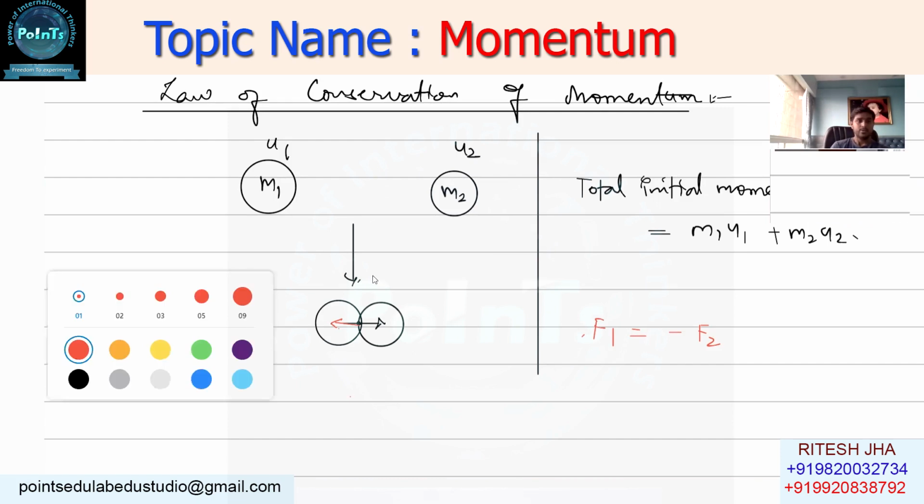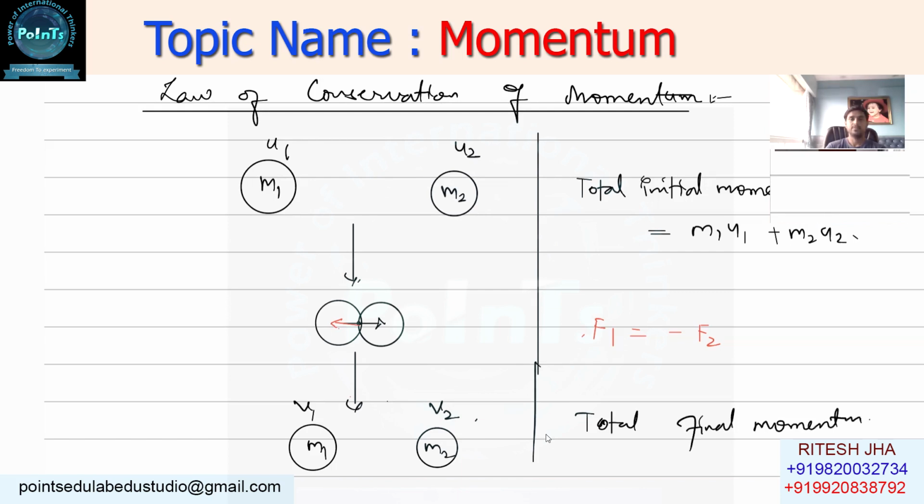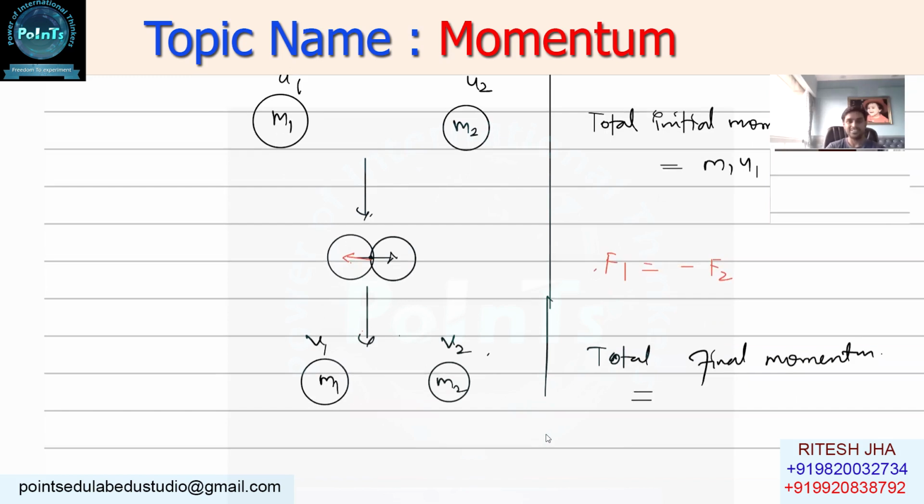Now let's say that after the collision they get separated, and now they are moving with different velocities, let's say v1 and v2. Remember, I'm talking about velocities and forces, which means I'm focusing on vectors. What is the total final momentum over here? No, I haven't yet proved that it is the same as the initial momentum. The total final momentum in this case is m1 v1 plus m2 v2.